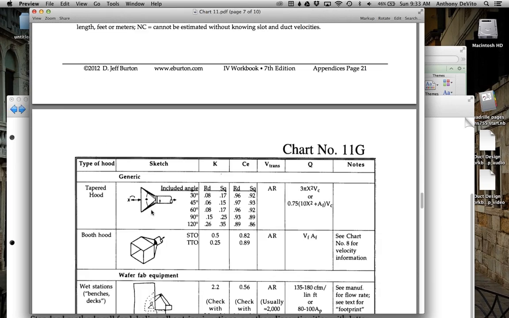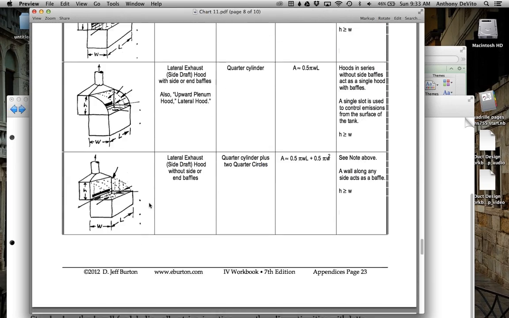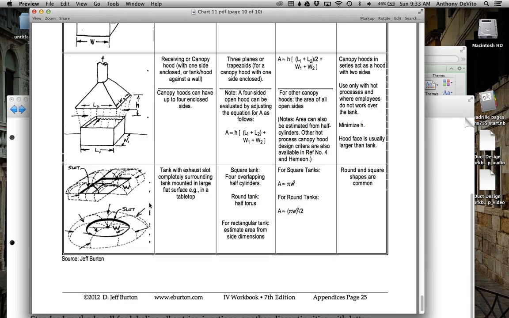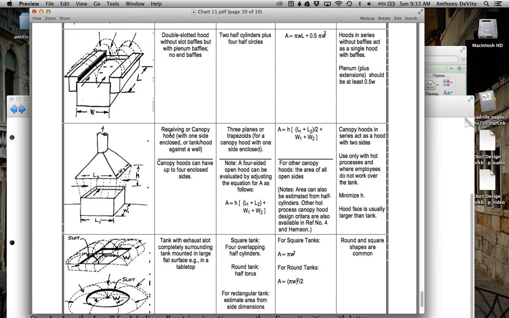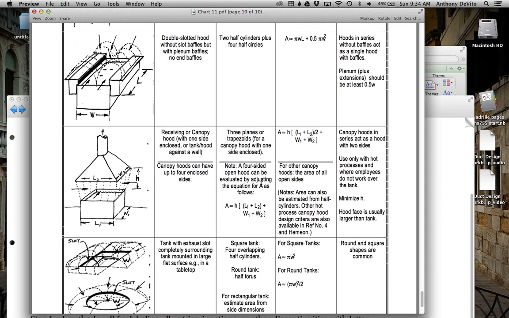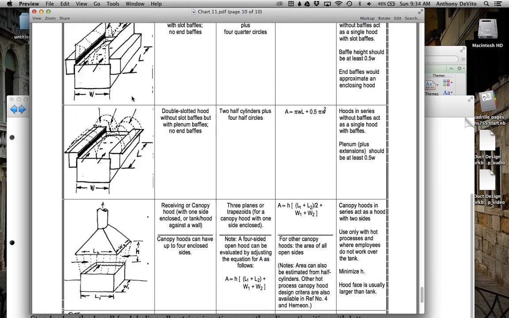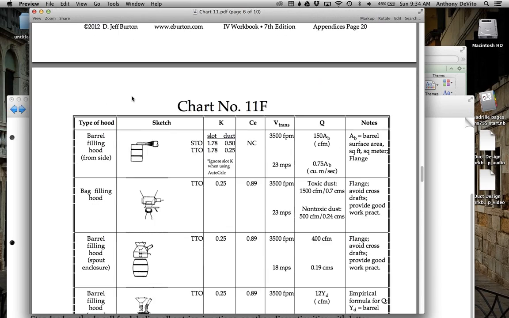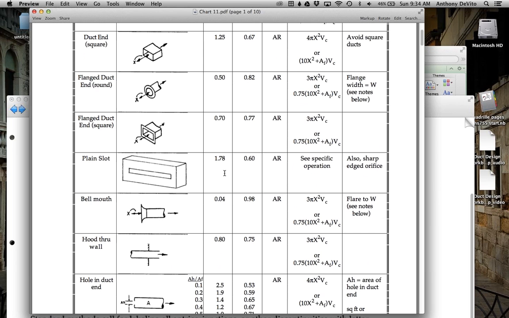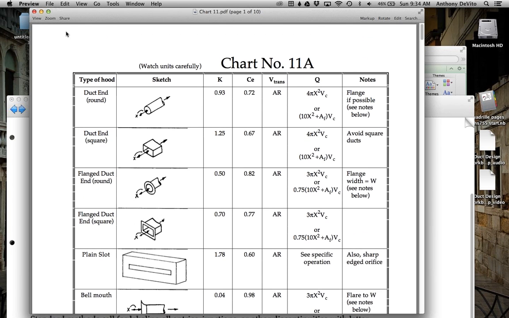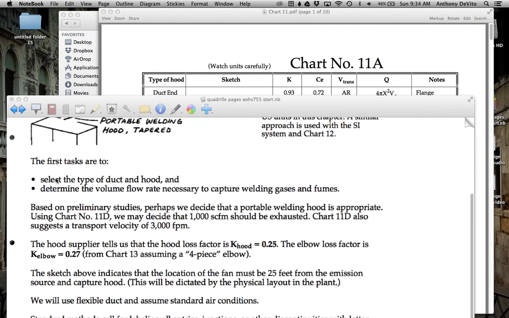For instance, if this was hanging over a vat of warm solution or liquid, you might have this receiving a canopy hood like this one. And here are different ways to calculate what the area and loss value would be for that particular hood. Now, if instead you have one of the simple hoods that we were working with, here are the K factors for various of them. Notice the bellmouth hood has got the lowest K factors, the most efficient of these hoods. So you can choose a different one if you want, but they gave us this information on this one.